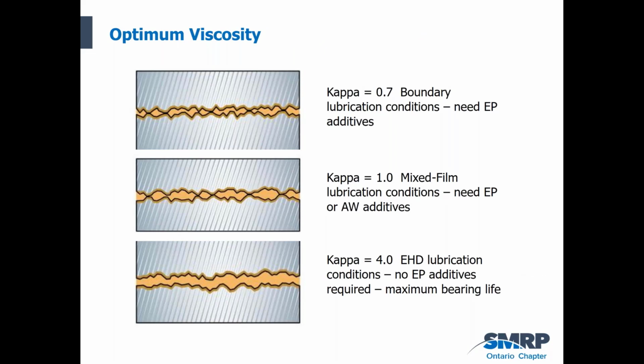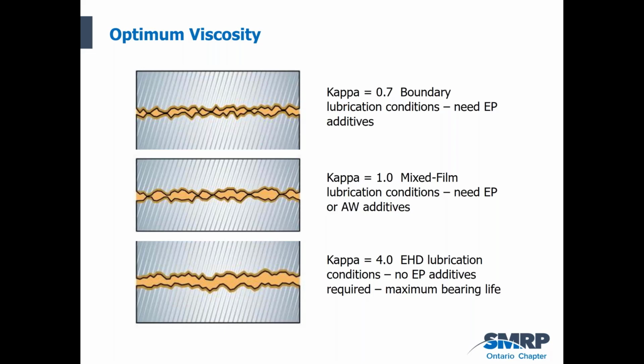As I mentioned before, our goal here is to create separation between moving surfaces, but not so much that we have fluid friction. And there's a term for that. We call this kappa. Kappa is the ratio of the actual viscosity at operating conditions divided by the minimum required viscosity. And the minimum just means the least amount of viscosity that will create separation. So when we say a kappa is 1, what we mean is that the actual viscosity at operating conditions is exactly the same as the minimum. So we just about have separation between moving surfaces.